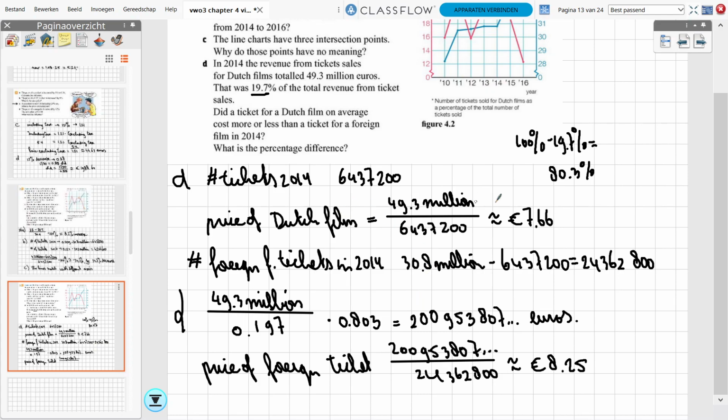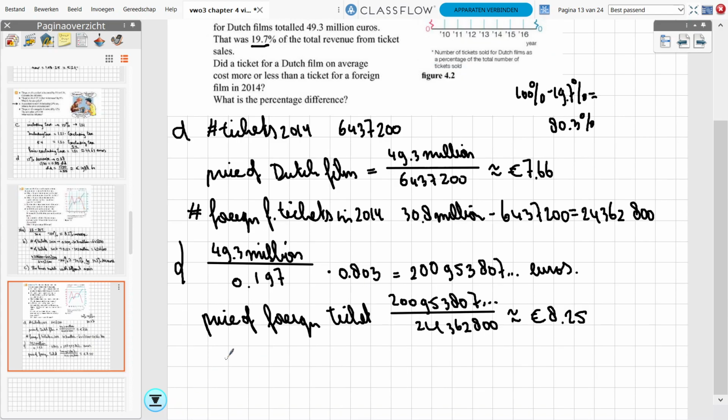Now we have the price of a Dutch film and the price of a foreign ticket. Did a ticket of a Dutch film on average cost more or less? Then, we're comparing to foreign tickets. Because we're comparing to foreign tickets, it's that new minus old over old, but now A minus B over B. So we have Dutch tickets minus foreign tickets over foreign tickets times 100%. There's a negative number, of course, because the numerator is negative. Approximately minus 7.2%.